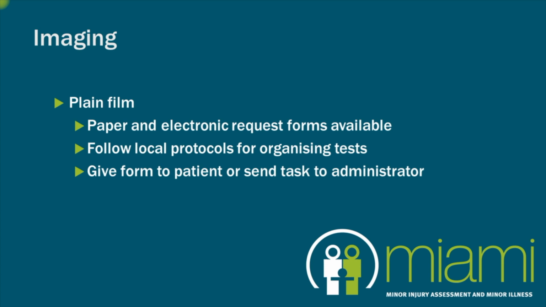Organising an X-ray or ultrasound is straightforward. The results will go back to the GP's own practice, and you should make sure that the patient is aware to follow up the results with their own GP. If you need to do plain film imaging, such as a chest X-ray or joint X-ray, then both paper or electronic request forms are available. You should complete it and follow the local protocols for organising the particular imaging test that you require.